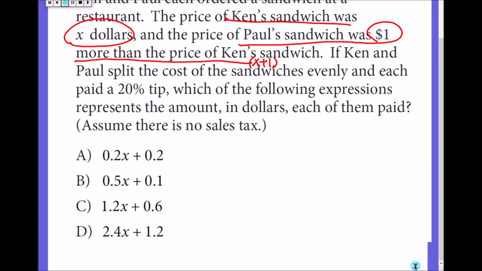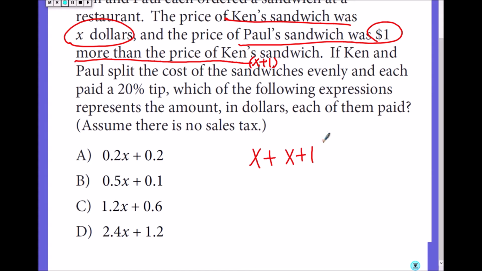So who was the first? So Paul or Ken's sandwich was x, and Paul's sandwich was $1 more than Ken's, so it's x plus 1.